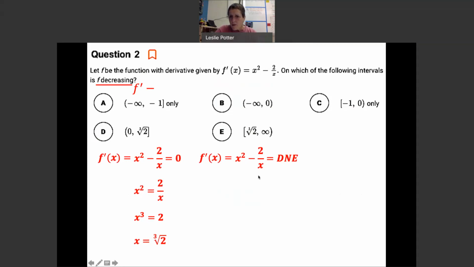We're always leery of rational expressions, right? Because denominators equal to 0 are a problem. So when we have x equal to 0 here, this becomes undefined. So this is one of our critical points. Our other critical point is at x equals 0. So now we have to look between the critical points.